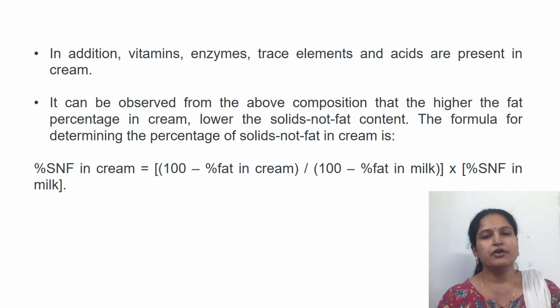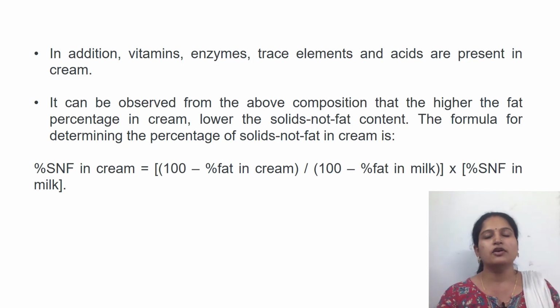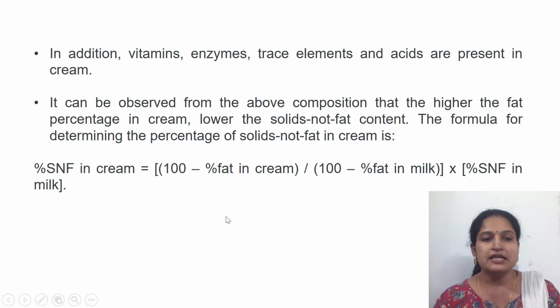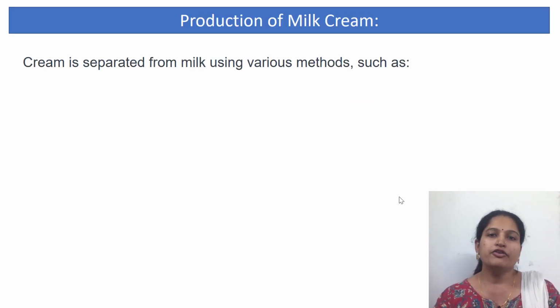So it can be observed from the above composition that the higher the percentage of fat in cream, the lower the solid non-fat content. So the formula for determining the percentage of solid non-fat in cream is: percent SNF in cream is equal to 100 minus percent fat in cream, divided by 100 minus percent fat in milk, multiplied by percent SNF in the milk. So this is the formula which we use for calculating the percentage of solid non-fat in the cream. Now, production of milk cream.